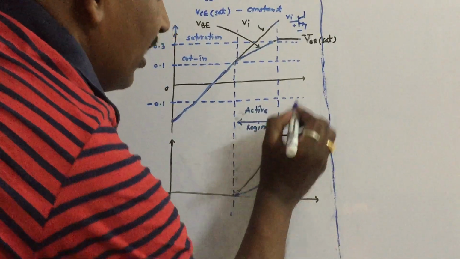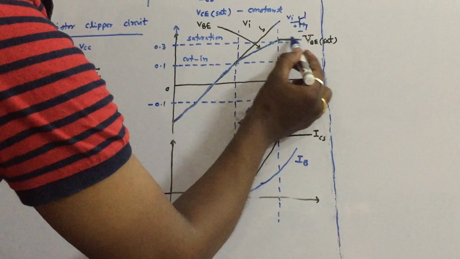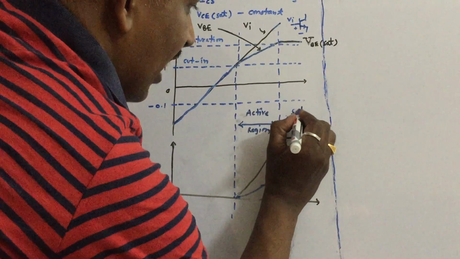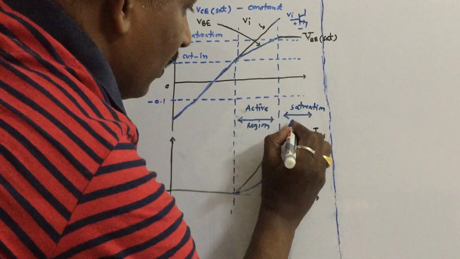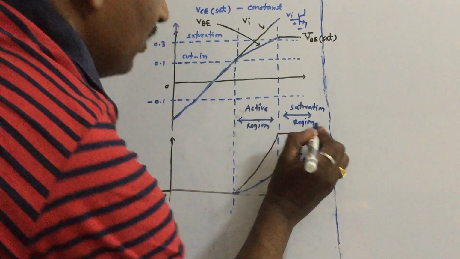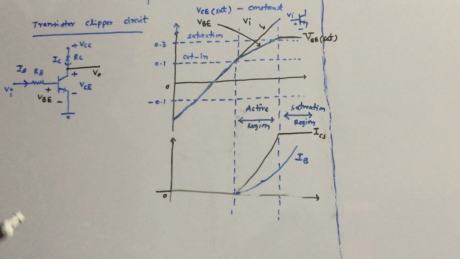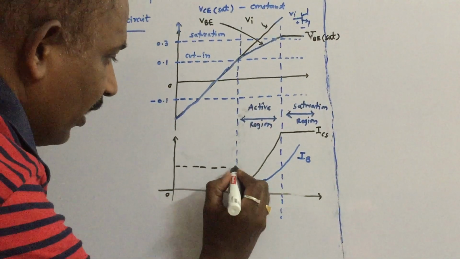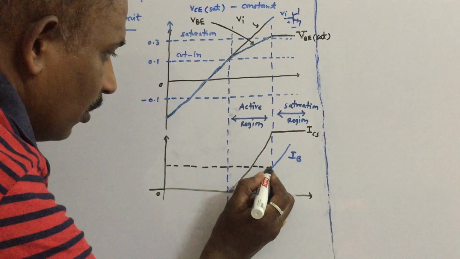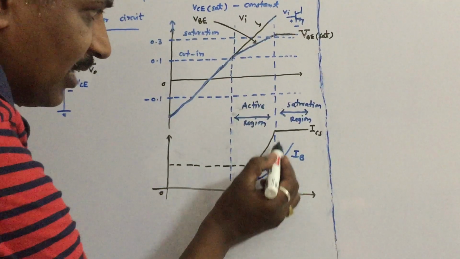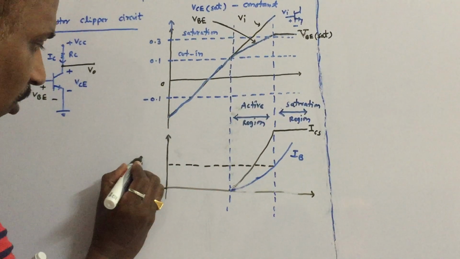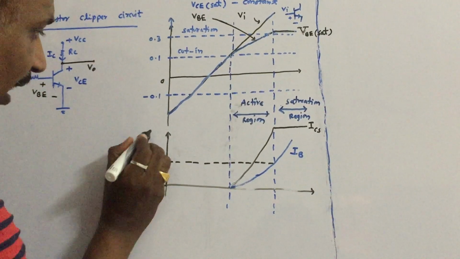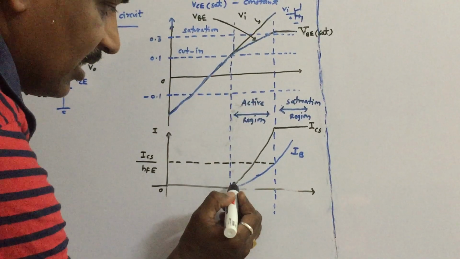In this region, because VBE saturation, the base to emitter voltage remains constant and the collector current remains constant. This region is called the saturation region. Let us represent one more point in the diagram. What is this base current which makes the collector current go into saturation? It is ICS by HFE.